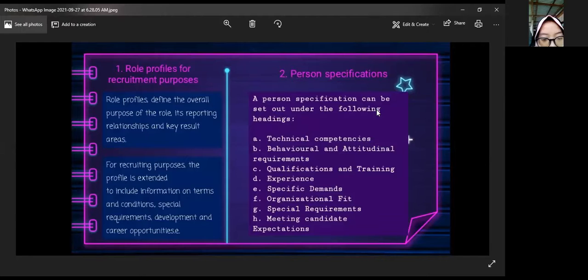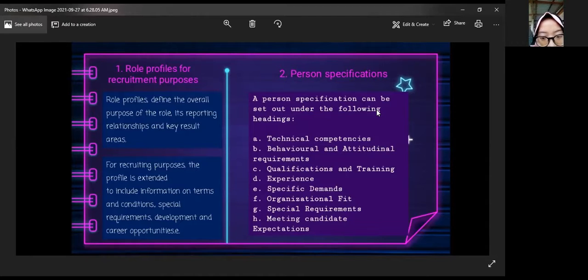So I will explain the first point, that is the role profile for recruitment purposes. A role profile defines the overall purpose of the role, its reporting relationship, and key result areas. It may also include a list of the competencies required. These will be technical competencies like knowledge and skill, and any specific behavioral competencies attached to the role. For recruitment purposes, the profile is extended to include information on terms and conditions, such as pay, benefits, hours of work, and special requirements, such as mobility, traveling, or unsocial hours, and training, development, and career opportunities.